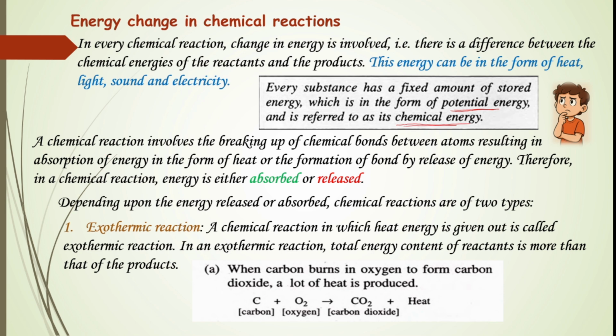When a chemical reaction is taking place, it involves the breaking of bonds between atoms. Sometimes we have to supply energy so that these bonds will break, or sometimes when these bonds break, heat is released outside. So the net effect is that a chemical reaction either absorbs energy or releases energy.